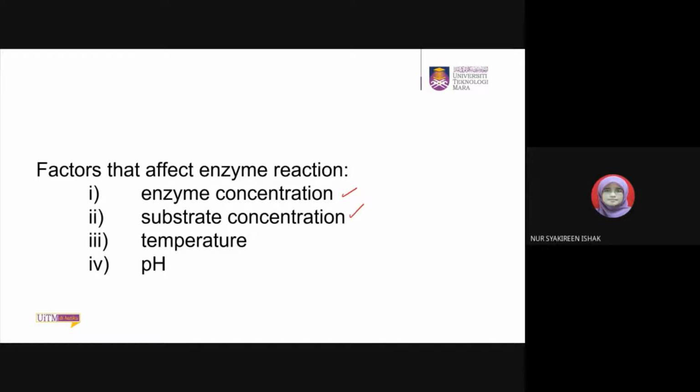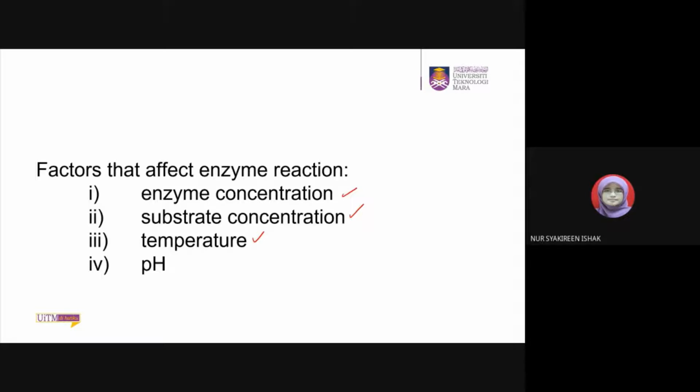Substrate concentration will also affect enzyme reaction. If you add a certain amount of substrate to a reaction without adding more substrate, this can cause the enzyme reaction to reach its maximum rate of reaction. Same goes for temperature. Every enzyme has its own optimal temperature to catalyze the reaction at its maximum rate. But if you go beyond this optimal temperature, it can cause the enzyme to denature.